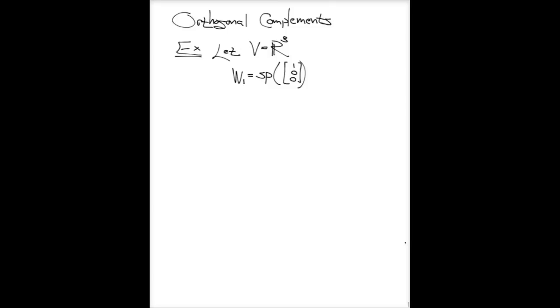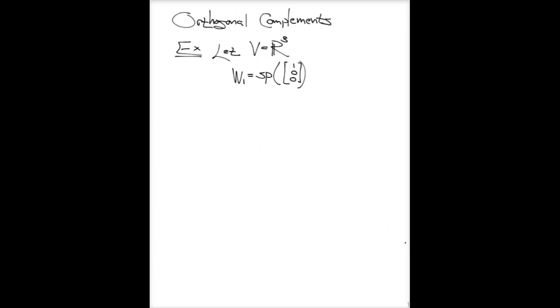Now we are ready in this video to discuss the notion of an orthogonal complement. We'll do this eventually for an arbitrary vector space, finite or infinite dimensional, but I'd like to begin with a few motivating examples. Consider the vector space V equals R3, and let W1 be the subspace which is spanned by the vector (1, 0, 0).